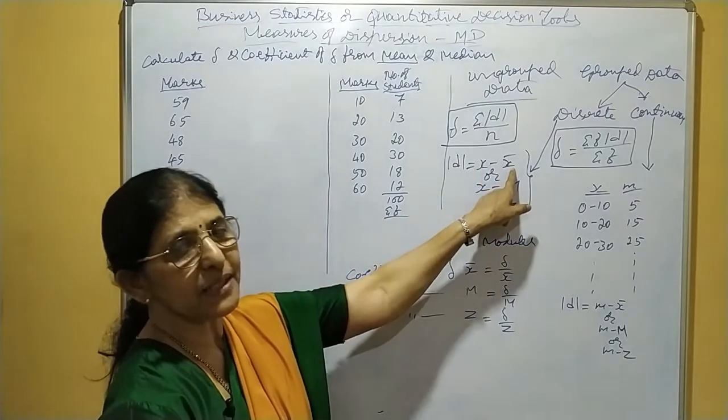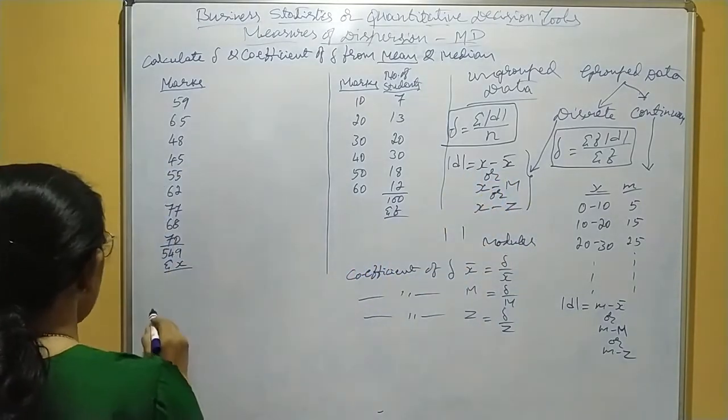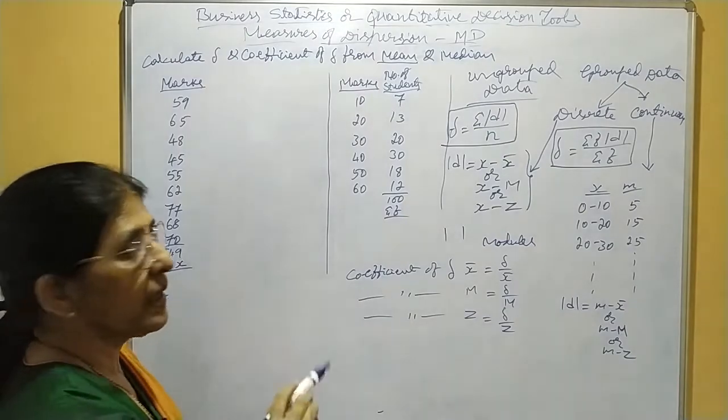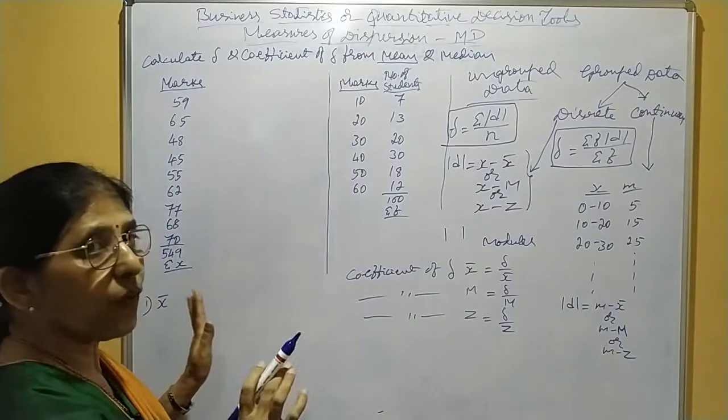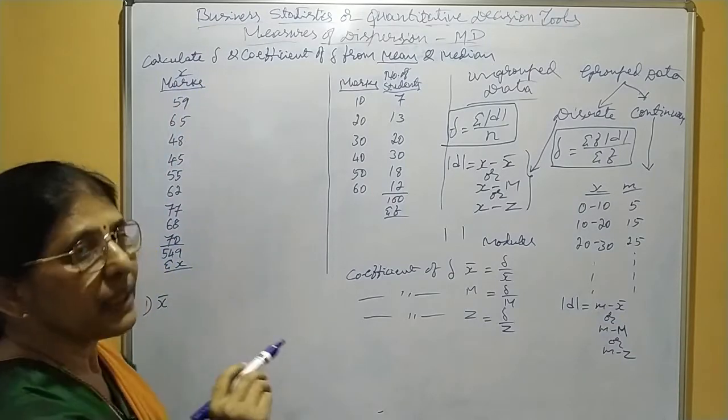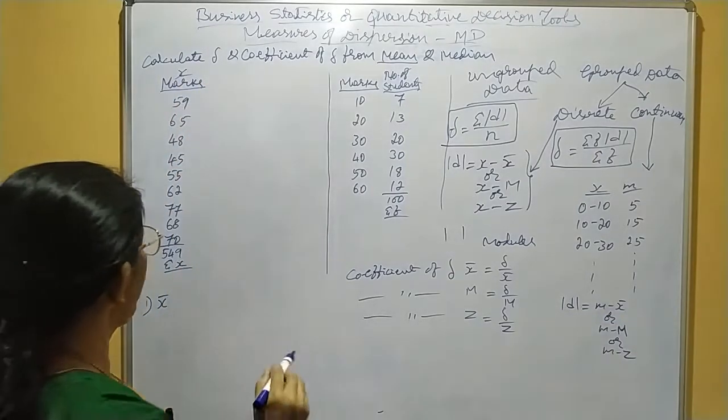X minus x bar. Okay. That means here first step is what? First we have to take x bar. Here we are given only variables. No frequencies, no class interval. That means it is ungrouped data.